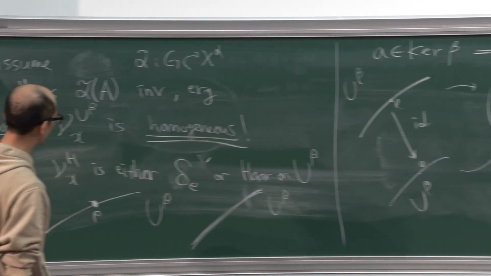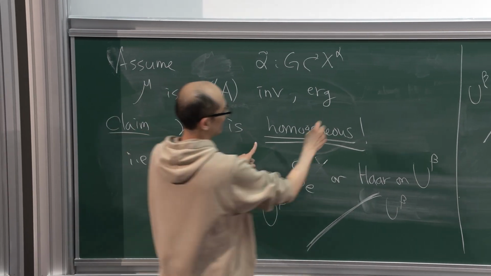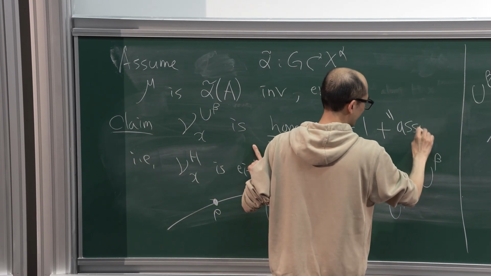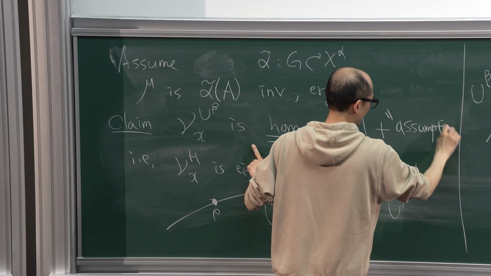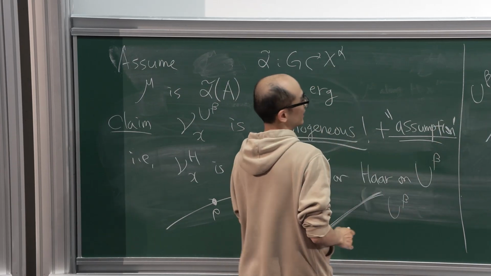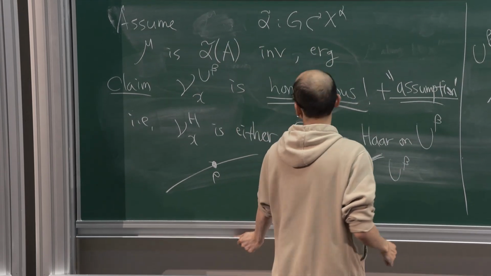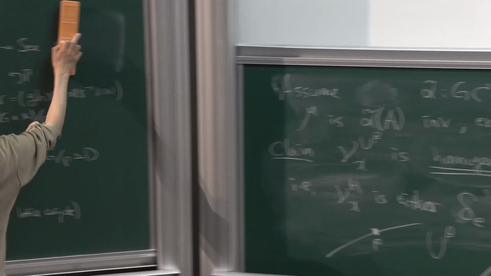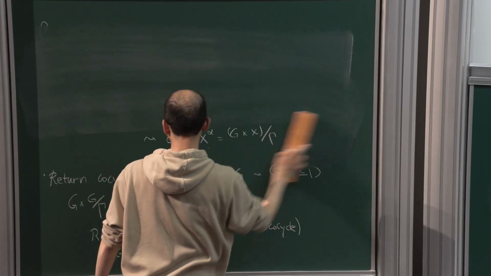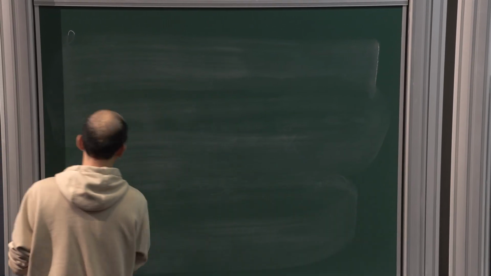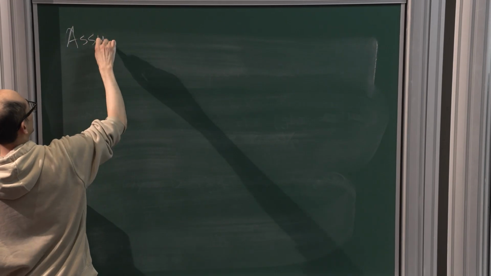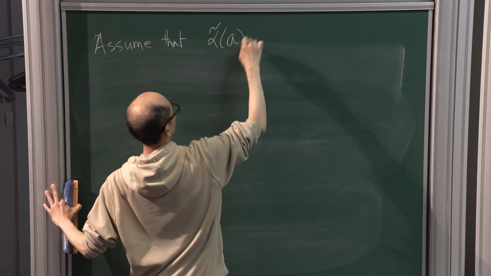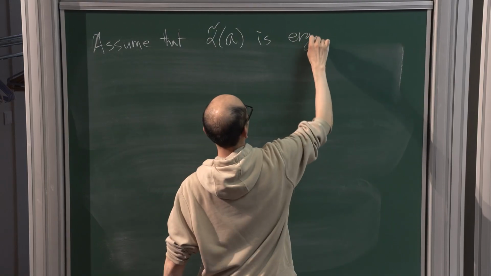But now let's go back to here. Alpha tilde A invariant ergodic. Sorry, I need to assume some assumption. This is quite an annoying assumption, but this is really needed. So now I want to introduce one assumption, a big assumption though: assume that alpha tilde of A is ergodic.